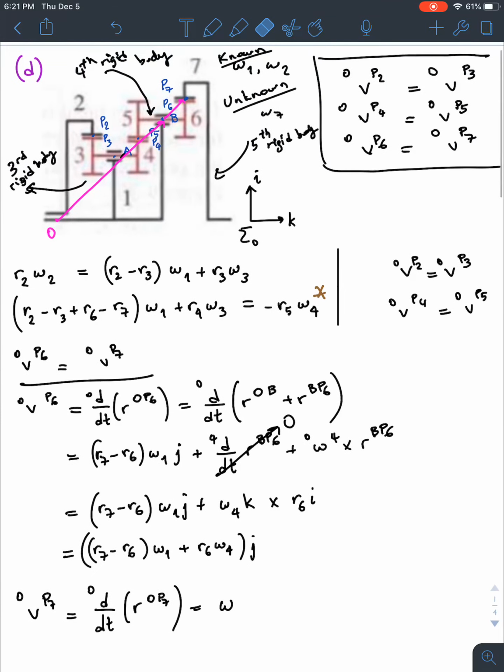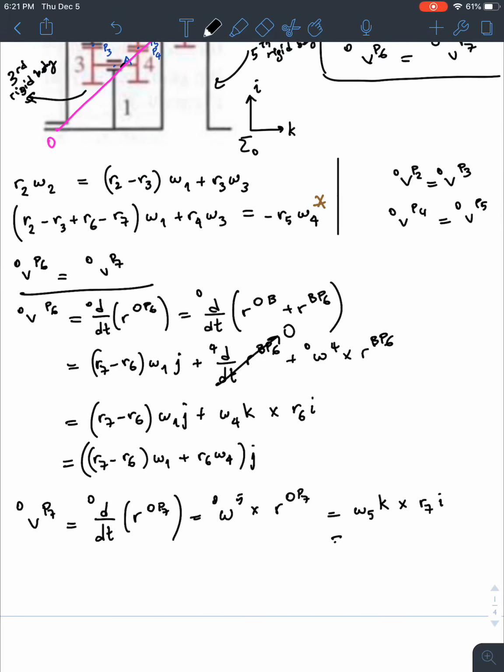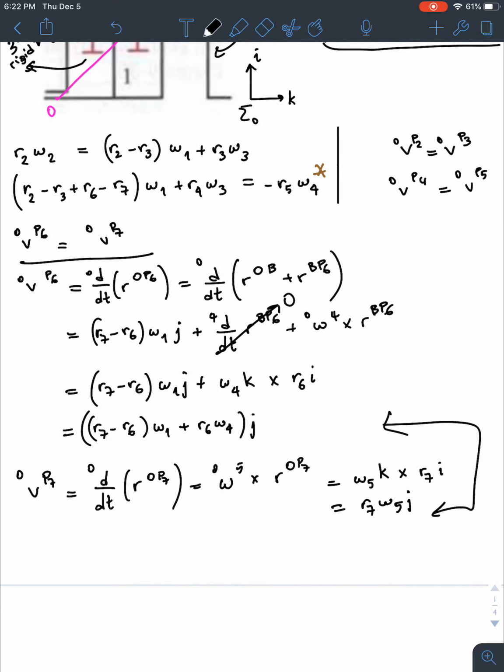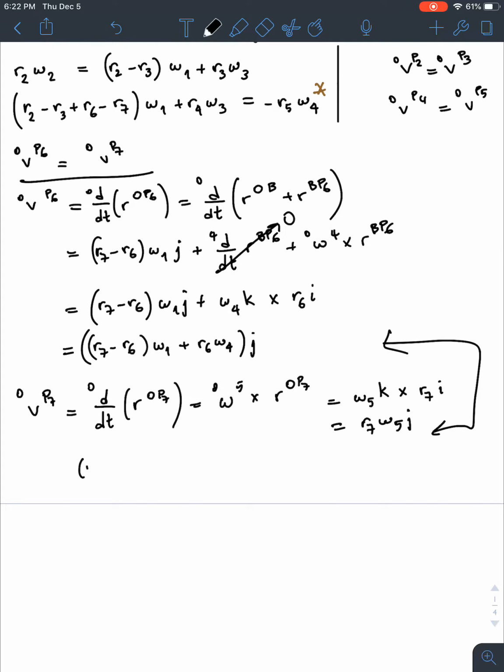Angular velocity of 5 in 0 across the position vector from O to p7. That's going to be omega 5 k cross r7 I, which is going to be r7 omega 5 in the j direction. So what we have is the equality of these two things. So that gives me r7 minus r6 omega 1 plus r6 omega 4 equals r7 omega 5. Okay, so let me erase all these things.